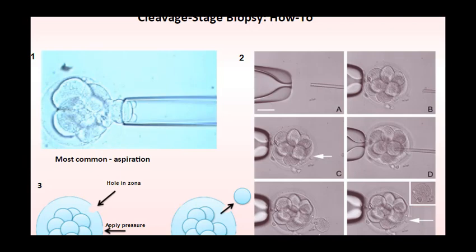In panel 3, a blastomere is removed by first breaching the zona. The micropipette is then used to apply gentle pressure on the zona, as opposed to the suction of the blastomere. This method causes the blastomere to essentially pop out of the zona.